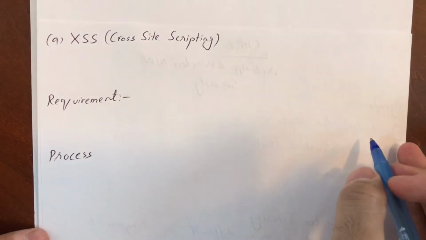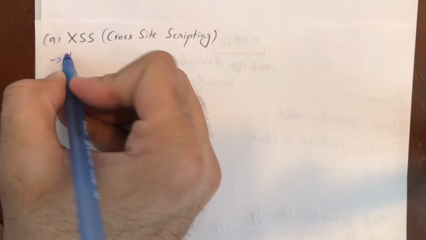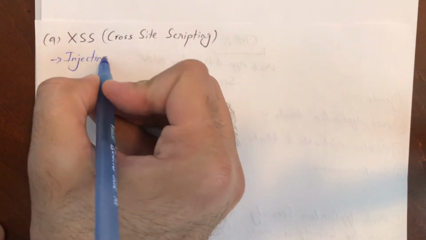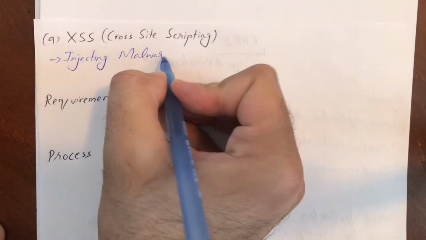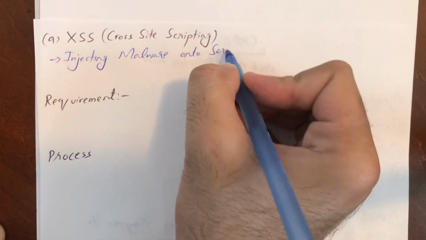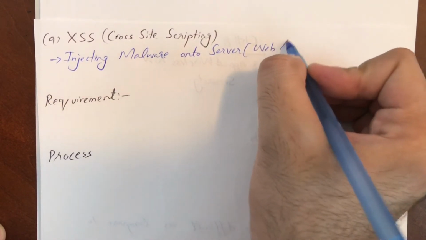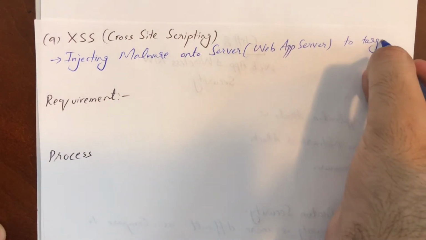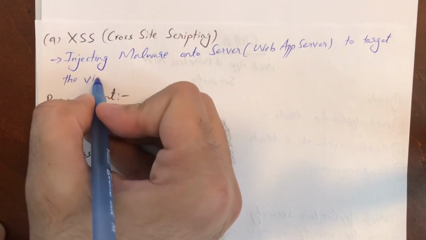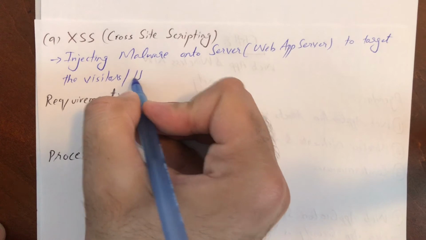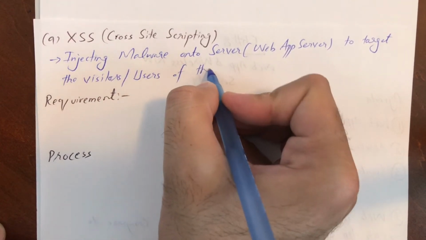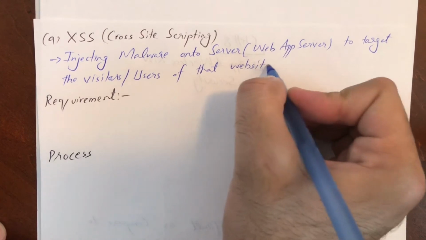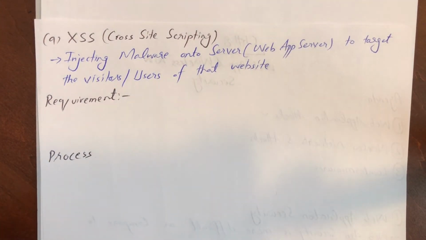So basically, in cross-site scripting, what is the definition? The definition is attackers injecting malware onto a server, basically the web application server, to target the visitors, or you can say users, of that website. So firstly, attackers find a server which is vulnerable to cross-site scripting, and then they upload their malicious script onto it to target the visitors of that website.